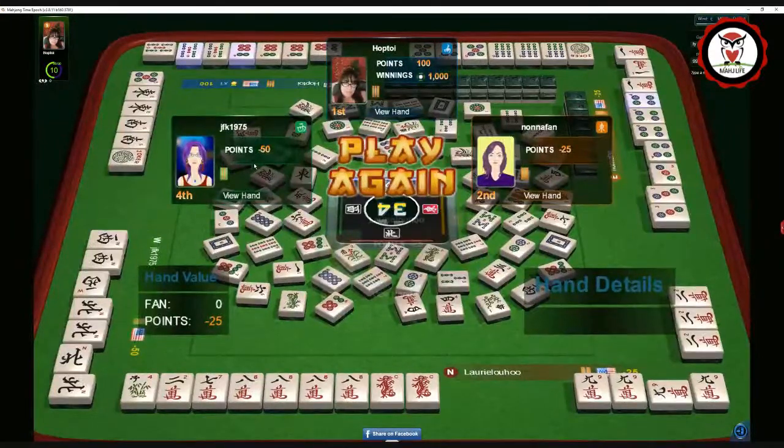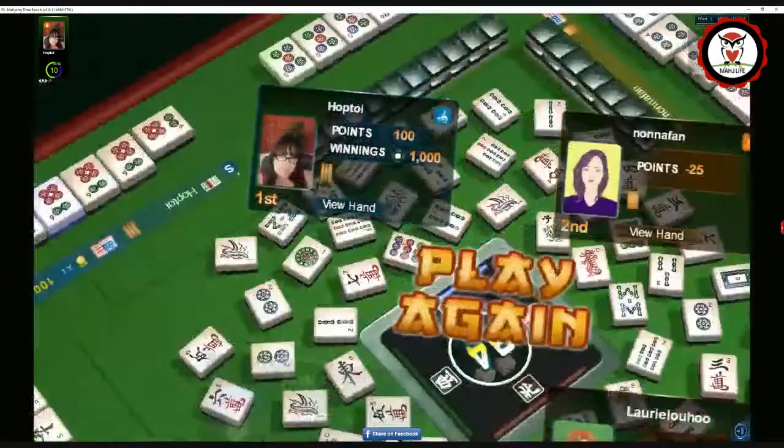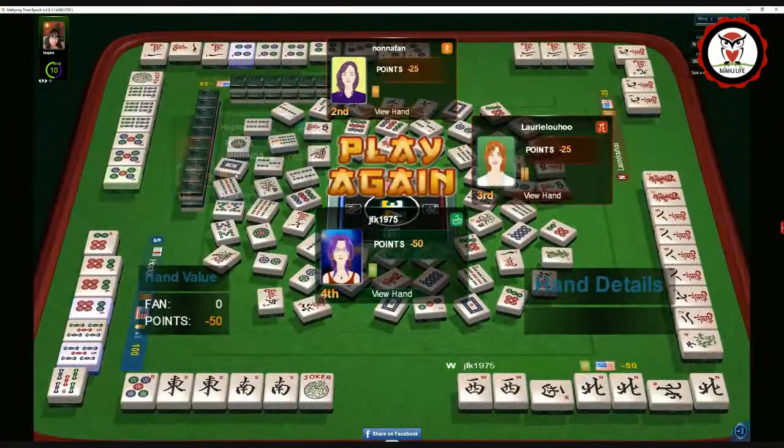Here we have 8-9 dragon. 8-9 dragon. Here we have news. Hand of least resistance.